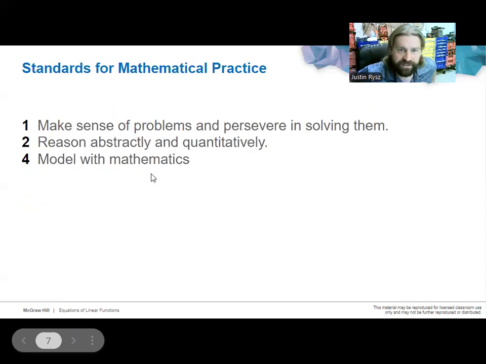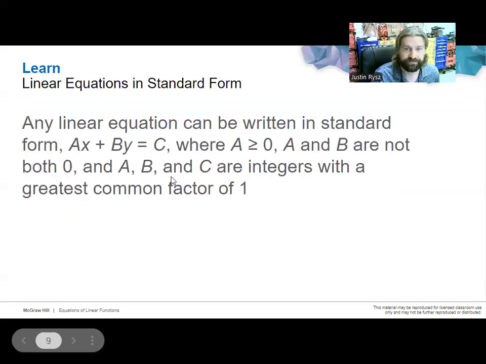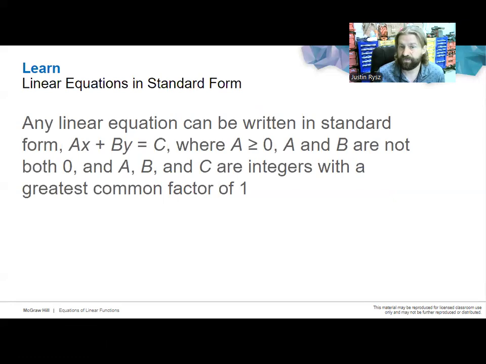Okay, so the goals today here is we're going to make sure we can understand the idea with solving problems, work abstractly, and model the mathematics. So our goals are to make sure we can write linear equations in standard form, and then also be able to write them in slope-intercept form and be able to find them given information, whether it's a point and a slope, or if we have 2 points. Okay, so standard form is like this, where we have ax plus by equals c. A needs to be a positive number, and a and b and c have to be all integers with a common factor of 1. So they can't be all divisible by any number other than 1.